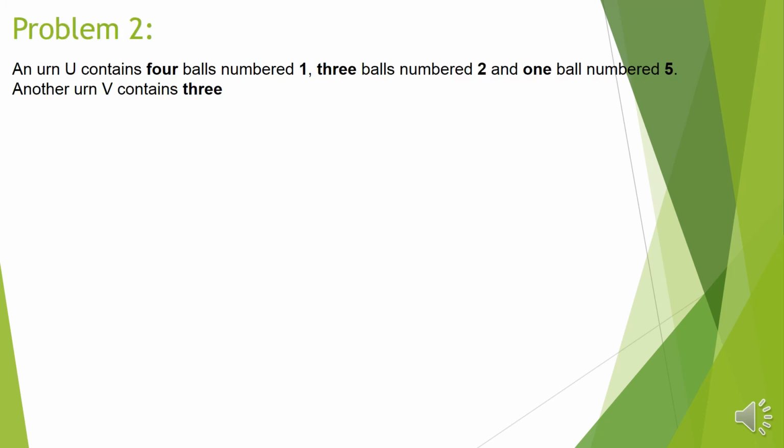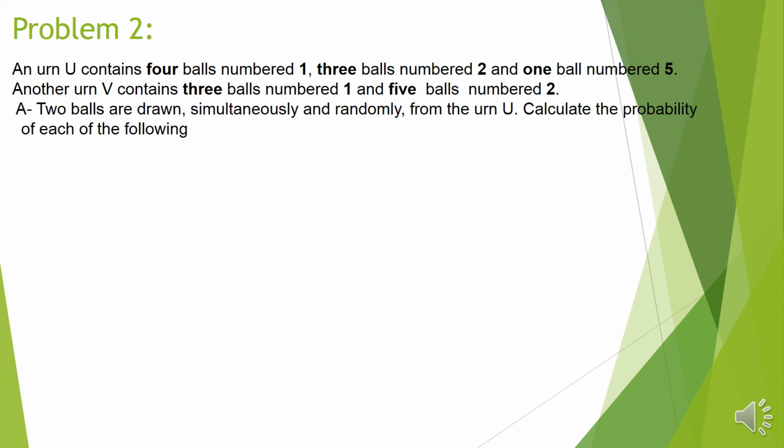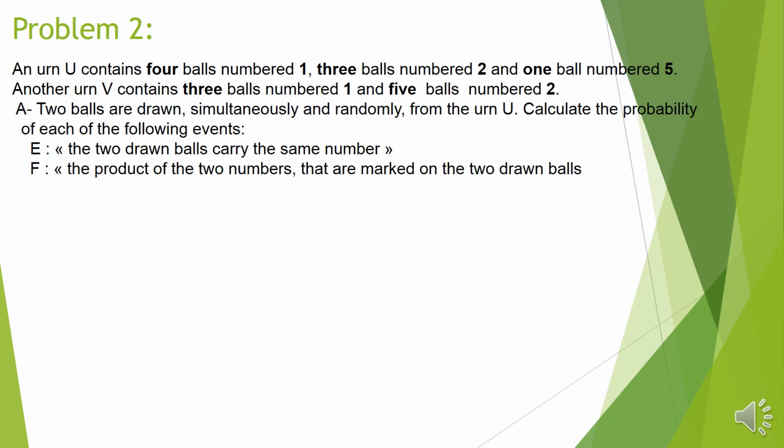Let's see the second problem, problem 2. An urn contains 4 balls numbered 1, 3 balls numbered 2, and 1 ball numbered 5. Another urn contains 3 balls numbered 1 and 5 numbered 2. Question part A: 2 balls are drawn simultaneously and randomly from urn U. Just from urn U. Calculate the probability of each of the following events. The two drawn balls carry the same number. The product of the two drawn balls is equal to 10.